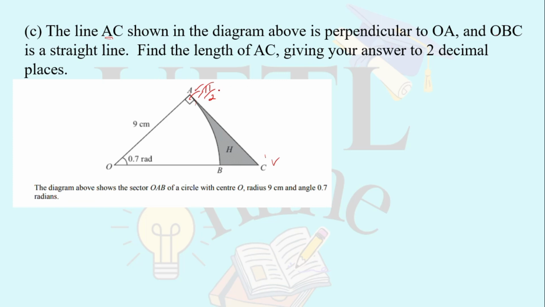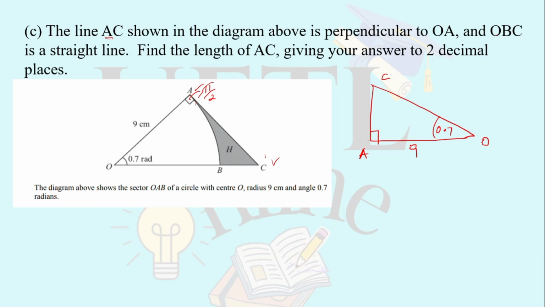Let's take this triangle. We don't need this arc right now. Let's say A is here, and this is 90 degrees, this is our O, and this is our C. We're supposed to find AC, this length. We are given that this is 9 centimeters, and that this angle is 0.7 radians. This is very easy. I know that we usually use a term to find this one.